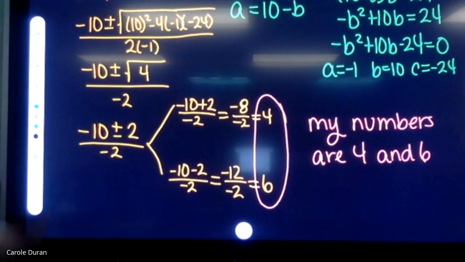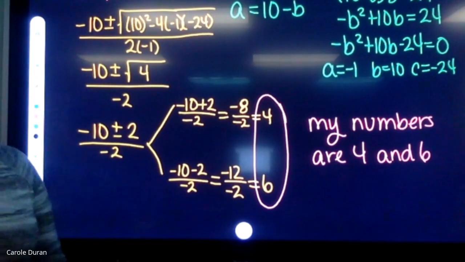Okay, so that was the end of the examples for the nonlinear systems. Your homework is on Canvas and it is due tomorrow, and we will start another lesson then.